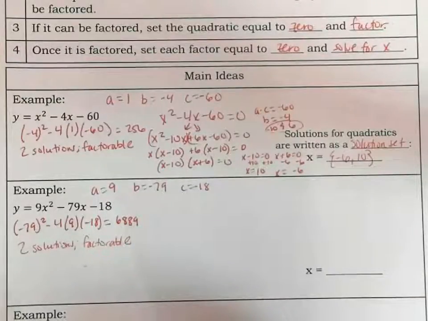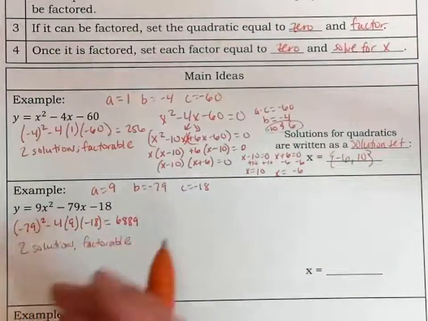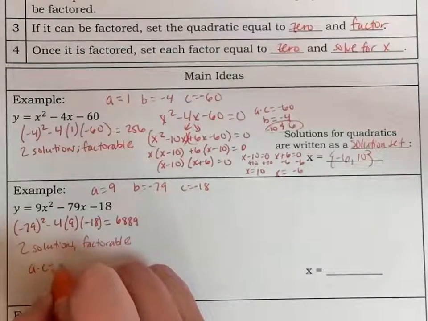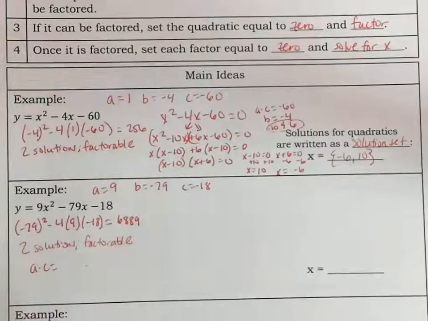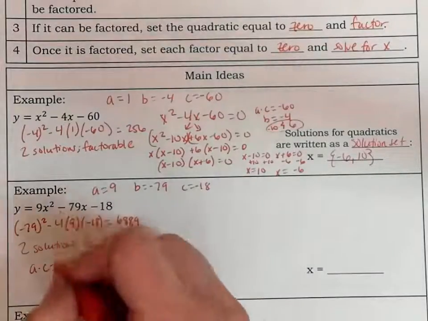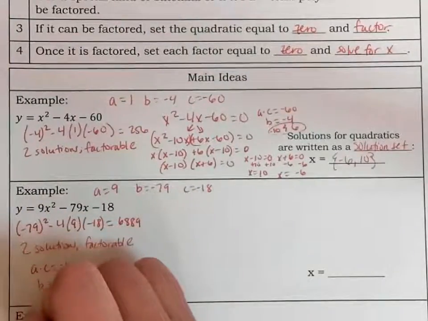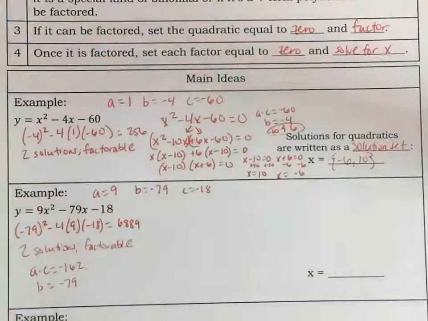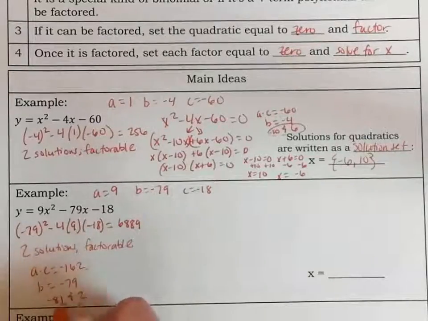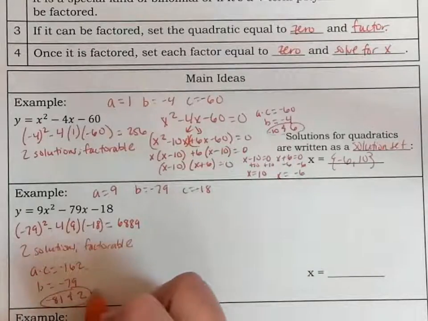Okay, so from here, I'm going to go ahead and start working on this. I need to find two numbers that multiply to equal, let's see, I need to know what 9 times negative 18 is. So I'm looking for two numbers that multiply to equal negative 162 and then add together to equal negative 79. So 162 divided by 2, 2 and 81. So negative 81 and 2. If I multiply those, I get negative 162. If I add them together, I get negative 79. So those are the numbers that I'm going to use.